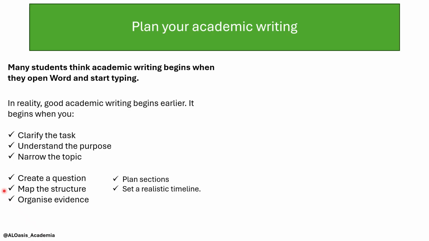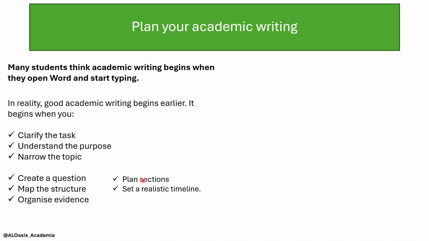Then mapping the structure of the piece of writing that you want to make, because are you writing a literature review, a master thesis, a lab report? Are you writing a systematic review? These are different types of projects or research, and for each type you would need a specific type of structure when you write. Also organizing the evidence, what papers you're going to include, what papers you're going to exclude. All that happens before you start writing.